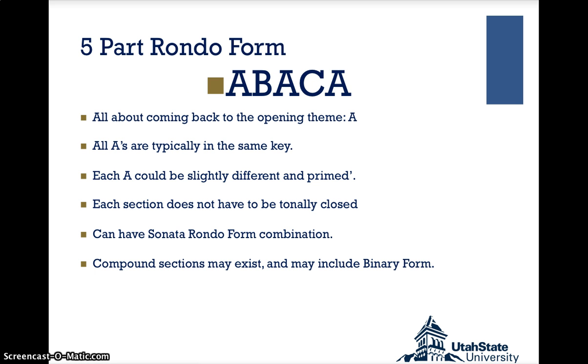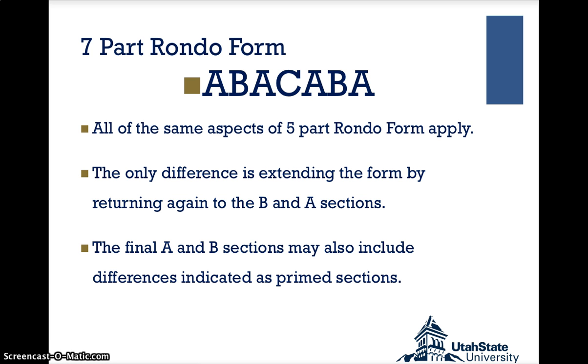In addition to the 5-part rondo form is the 7-part rondo form, which contains all of the same aspects of the 5-part rondo form. However, you do see a return of the B section as well as the A section at the end, creating a format of A, B, A, C, A, B, A, sometimes affectionately known as abacaba. The final A and B section returning is very important to the overall form of the piece with that repetition, and also sometimes can include some variants and can be identified as primed sections as well.